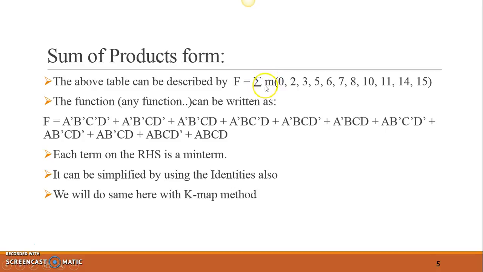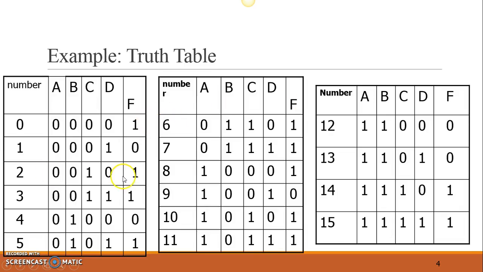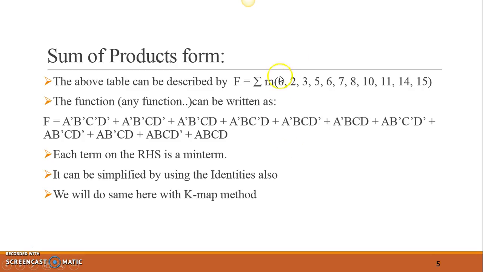So this same function can be represented as a min term summation. It is nothing but a summation of min terms 0, 2, 3, 5, 6. You can appreciate more on this slide. So 2 is 1, 0 is 1, 3 is 1, 5 is 1, 6 is 1, and likewise. So any Boolean function can be expressed in this sum of product form.